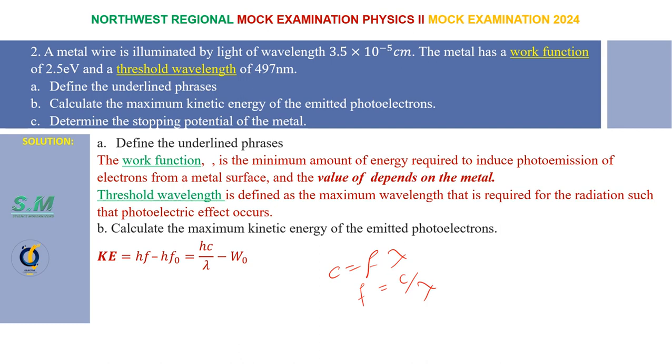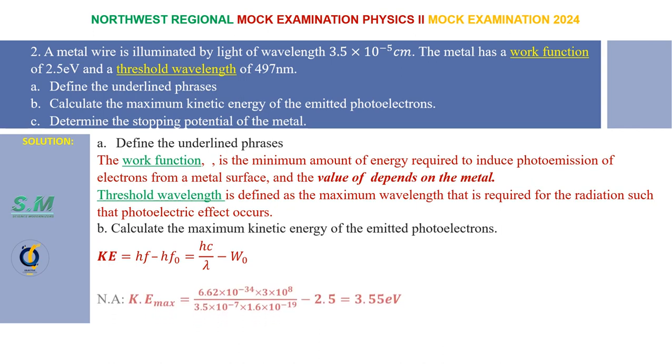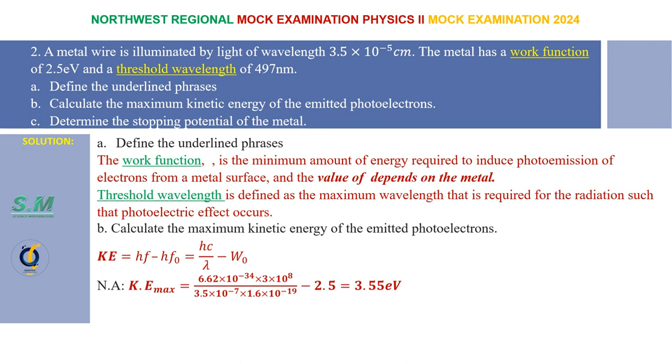And so when I replace, we get hc over lambda minus W0, where W0 is the work function of the metal. Okay, so let's do some numerical application, and we get that the maximum kinetic energy is equal to 6.62 times 10 to the negative 34, that's the value of Planck's constant, times c, which is the speed of light, that's 3 times 10 to the power 8, divided by the wavelength, which is 3.5 times 10 to the negative 7. So I converted from centimeters to meters, and from inches, if I sum these two, it gives 10 to the negative 7.